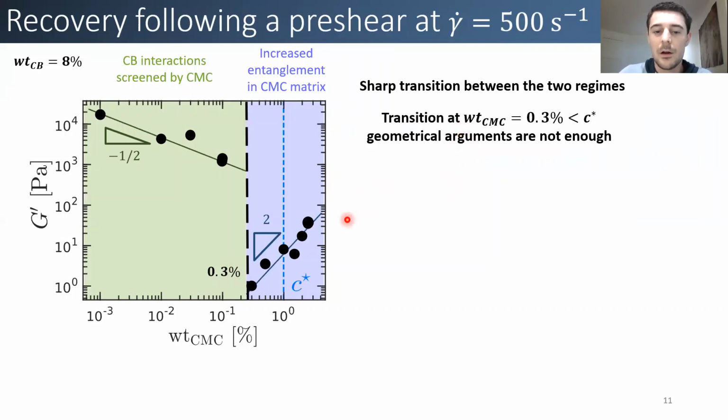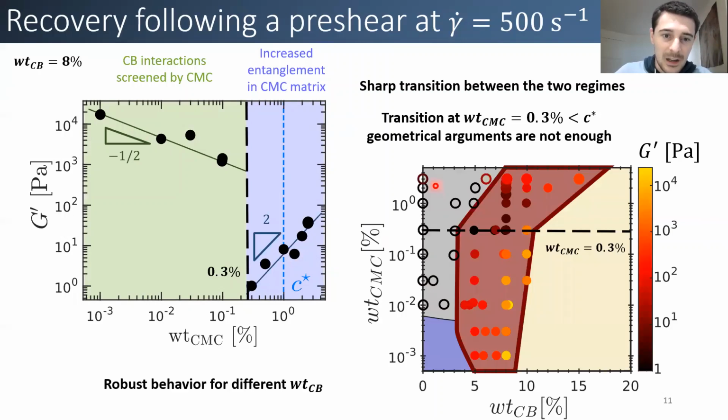One can argue that the overlap concentration we measured was without carbon black. But actually, if you take into account the volume of the carbon black particles at this concentration, you will get an effective overlap concentration of around 0.8%, which is still much larger than the 0.3% critical concentration that we see here. And actually, this 0.3% concentration is very robust, and it seems not to depend on CB content.